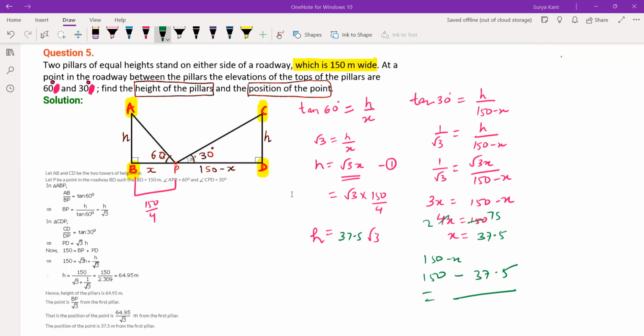Sir, is the thing written in small the solution? Yeah, exactly. Monish, what do you do now? Just multiply once with the calculator, 37.5 into 1.732. Sir, can you repeat what to multiply? 37.5. Yes, sir. Multiply with 1.732.